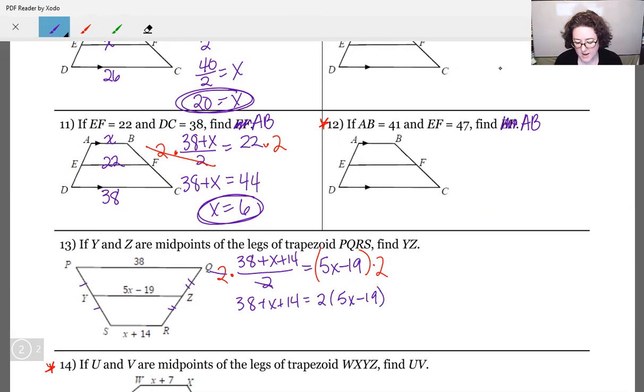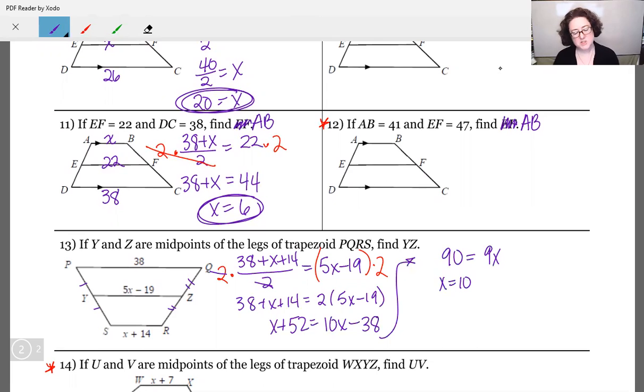So on the left-hand side, I can combine my like terms. 38 plus 14 gives me 52, so X plus 52, and distribute my 2 on the right, so I have a 10X minus 38. I ran out of room, so I need to go up to the next line. Let's combine our like terms. I'm going to subtract an X from both sides. That will leave me with a 9X on the right. And then on the left, I have a 52. I need to add the 38 to move that one. So 52 plus 38 gives us 90. Ooh, that's nice, because now I know that X equals 10.